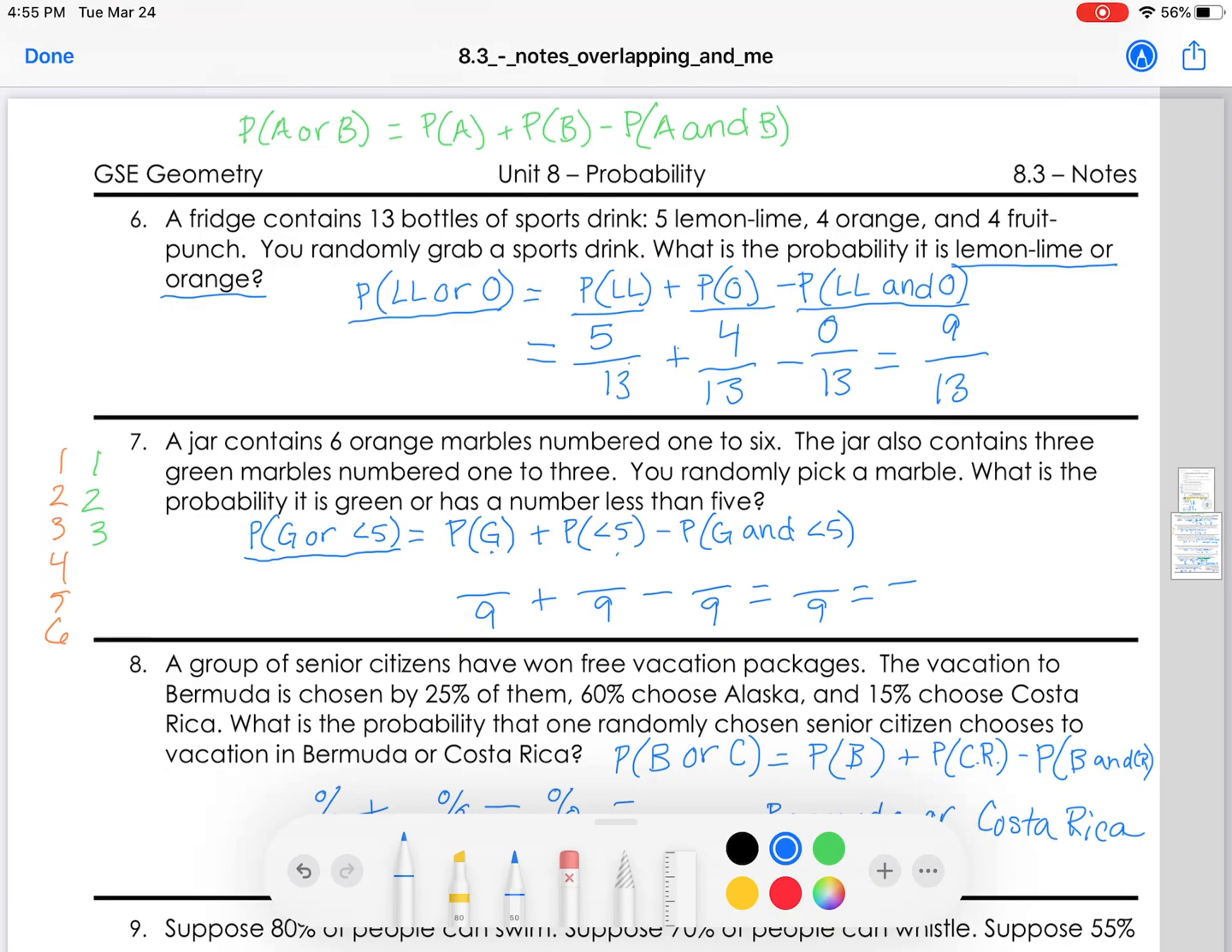All right, so the probability of it being green, there are 3 out of 9 that are green, plus I have 6 total that are less than 5, so I'd add plus 6/9. But of those that are less than 5, I had already counted these 3 green. And so those 3 overlapping of the 9ths need to be subtracted, because I can only draw a green marble with a number on it that's less than 5. And so my answer ends up being 3/9, which simplifies to 1/3.